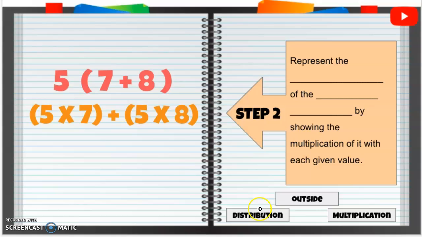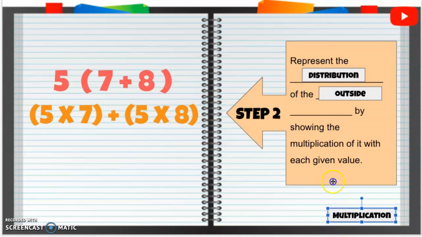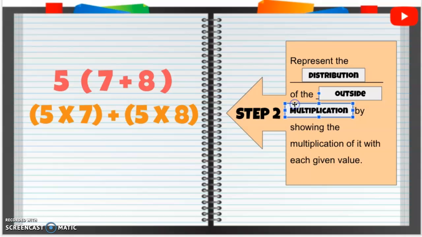So step 2, we represent this distribution of the outside multiplication, so of what we multiplied outside, by showing the multiplication of it with each given value. So we're going to represent this, and this is called distributing. So that's why it's the distributive property.